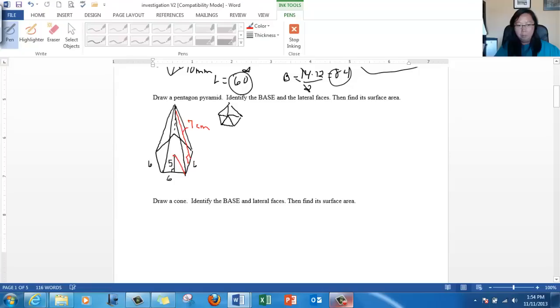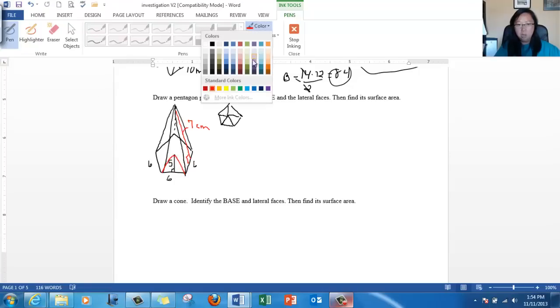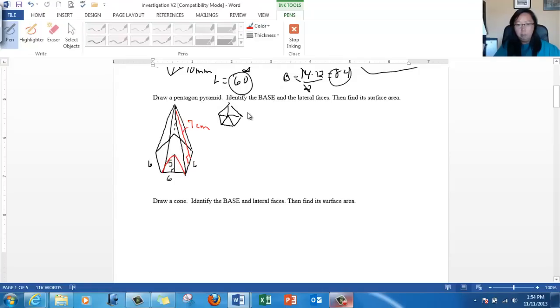Okay, so notice the pentagon has a height, which is what we call the apothem. The height is 5, the base is 6. So we just go base times height divided by 2, 6 times 5, 30 divided by 2 is 15. That is just one little red triangle. We've got 5 of them. So times 5, 75.